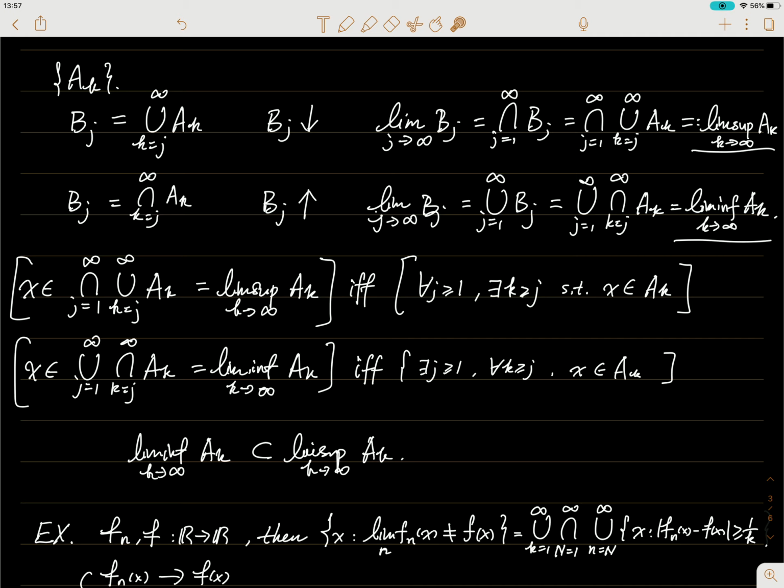So it is easy to see that the lower limit is a subset of the upper limit, because if x is in the lower limit, it will be inside A_k. It will be inside all of those A_k starting from some k. So that definitely is a subsequence of A_k's. That means x will belong to this as well. So if x belongs to this set, then you can easily show that x belongs to this set. Then that means this is a subset of this.